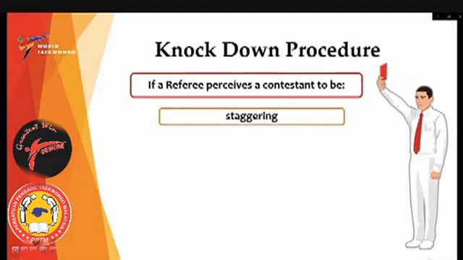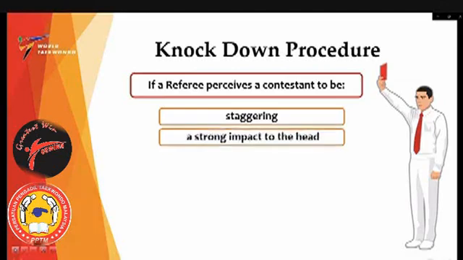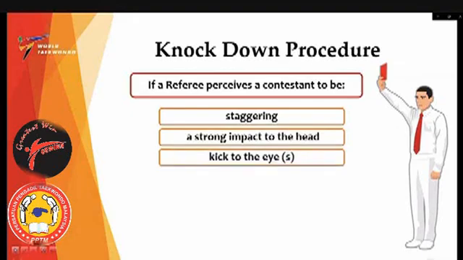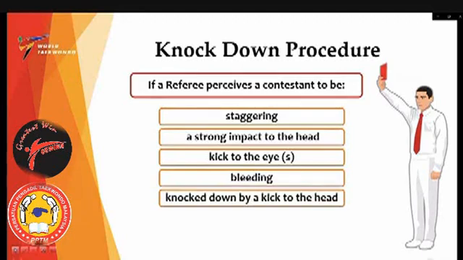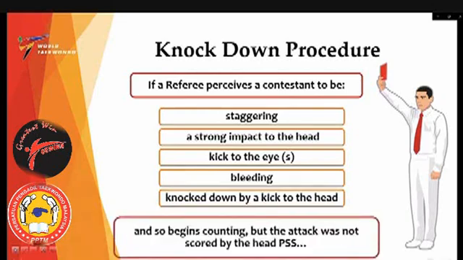Anytime that a referee perceives a contestant to be staggering, so that means the impact of the kick makes them stagger, or it's a strong impact to the head, or there's a kick to the eye, or there's bleeding, or they're knocked down by that kick to the head, then the referee counts. If the score is not scored by the PSS, meaning by the electronic system, then the referee uses his or her own card to check for video replay to see if this was a permitted technique to a scoring area to be able to proceed.